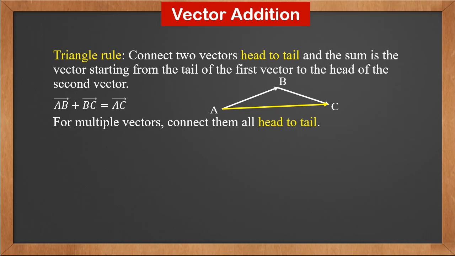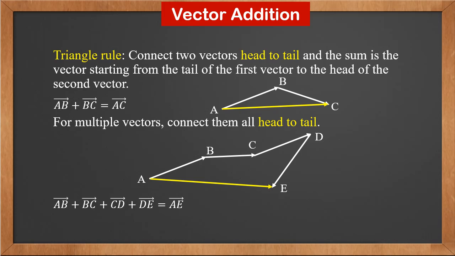For multiple vectors, connect them all head to tail. For example, vector AB plus BC plus CD plus DE is vector AE.